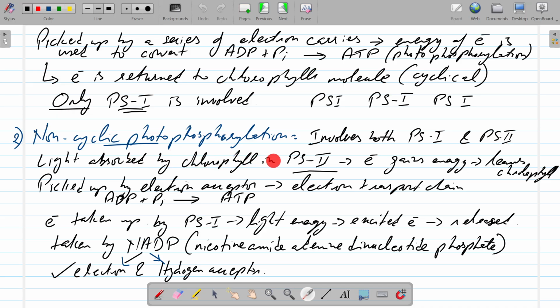Non-cyclic photophosphorylation involves both photosystem 1 and 2. Light is absorbed by photosystem 2, electrons gain energy, they leave the chlorophyll, they're picked up by an electron acceptor, and they move along the electron transport chain. ATP is produced. That electron then reaches photosystem 1. Light energy is absorbed by photosystem 1, electrons are excited, they're released, and then they're taken up by NADP. Now it's not as if the electron released by photosystem 1 is the same electron that it gained from photosystem 2.